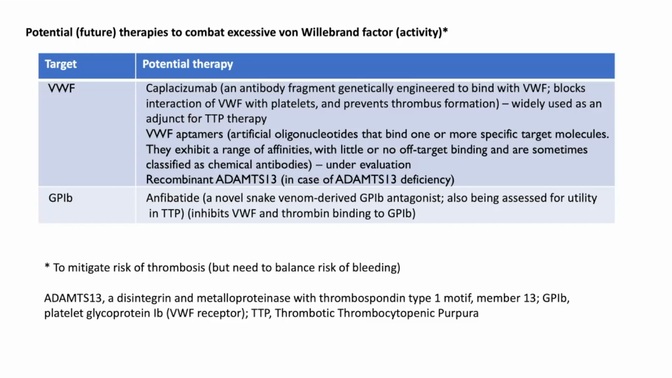The other side of the coin is to target glycoprotein 1b, and there is at least one potential therapy for that, amphibatide, which is a novel snake venom-derived glycoprotein 1b agonist, and it's also being assessed for its potential utility in TTP. It inhibits VWF and thrombin binding to glycoprotein 1b. And again, one can envisage that such an agent could potentially be useful in conditions where you have an elevated level of von Willebrand factor as a risk for thrombosis, in particular in conditions such as severe COVID-19, for example, but potentially also in cardiac diseases where there is a huge amount of von Willebrand factor, potentially as a risk for thrombosis.